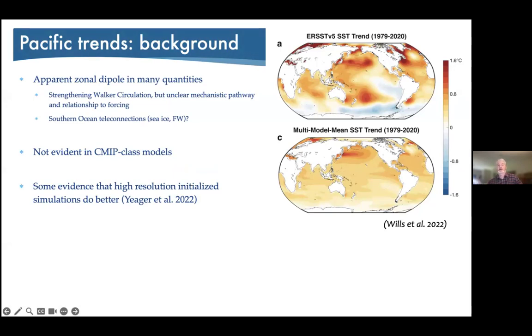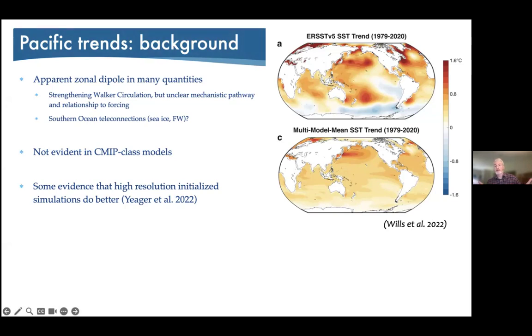A lot of people have chalked that up to the Walker circulation strengthening over the last 30 or 40 years, which makes sense, although there are other questions relating to how that's happening, whether it's forced, whether it's internal variability, that are still being debated. There's also an element that's emerging recently, where people have proposed a strong teleconnection to the Southern Ocean, which you can actually see in this SST plot, a band of cooling SSTs that is potentially connected to what's going on in the Pacific as a whole.